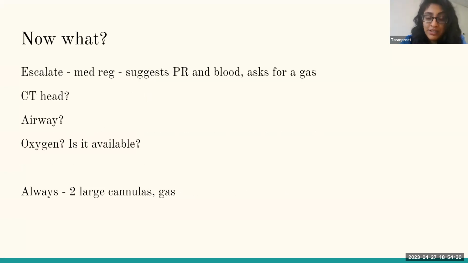I rang the medical registrar on call, who said, do a PR, send the formal bloods back and read me out the gas. When I read out the gas, he said, okay, consider a CT head. Is the patient bleeding into his brain that we don't know about? PR stands for per-rectum examination. Is the patient bleeding from his bowels? And that's why, because his hemoglobin of 54 is very low.